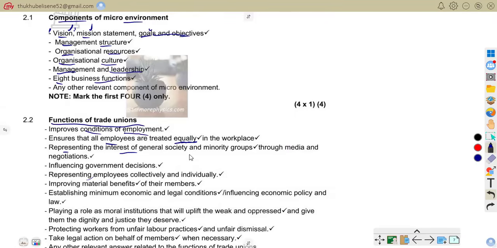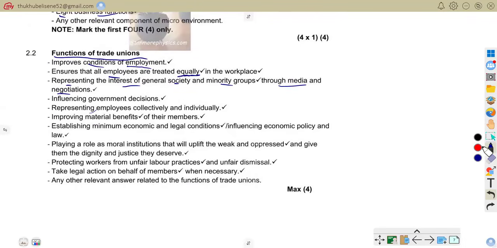Representing the interest of general society and minority groups through media and negotiations. So this one we are saying trade unions represent employees' concerns through media, negotiations, and discussion with employers. For example, a union may raise issues about equal pay for women workers. That is that. So let us move on to another point. Influencing government decisions. Influencing government decisions means trade unions influence laws and policies that affect workers. That's what it means.